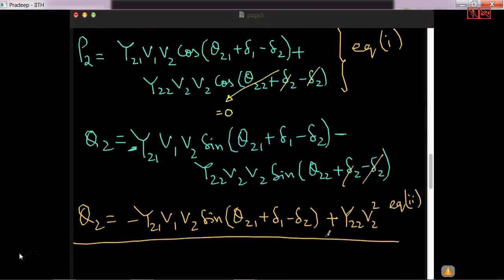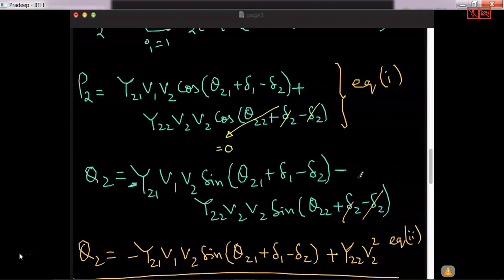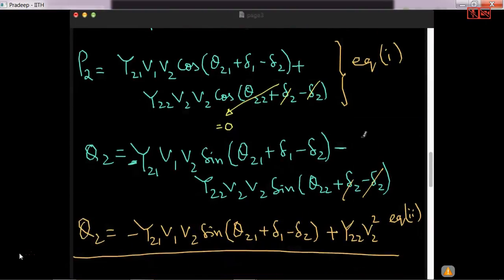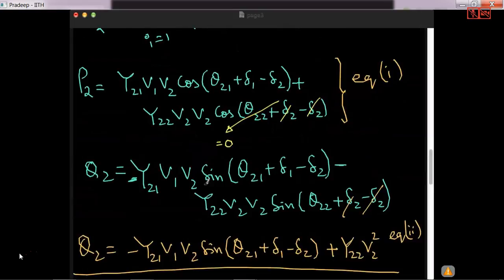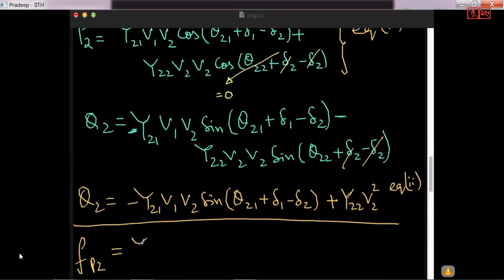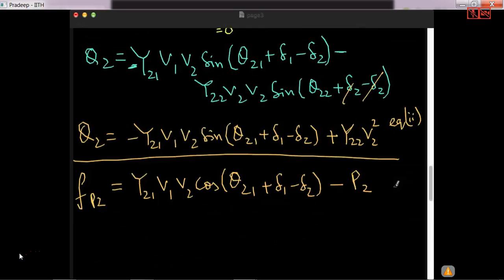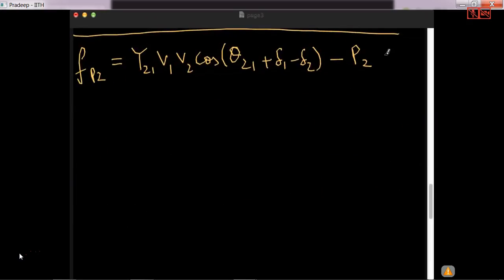So how do I write it in the form of function? I want to equate it to 0. So P2 I take to the right side, so it will become minus P2. So function of P2 is equal to Y21 V1 V2 cos of theta 21 plus delta 1 minus delta 2 minus P2. So this is one function. This value will be equal to 0 because P2 itself is equal to this.